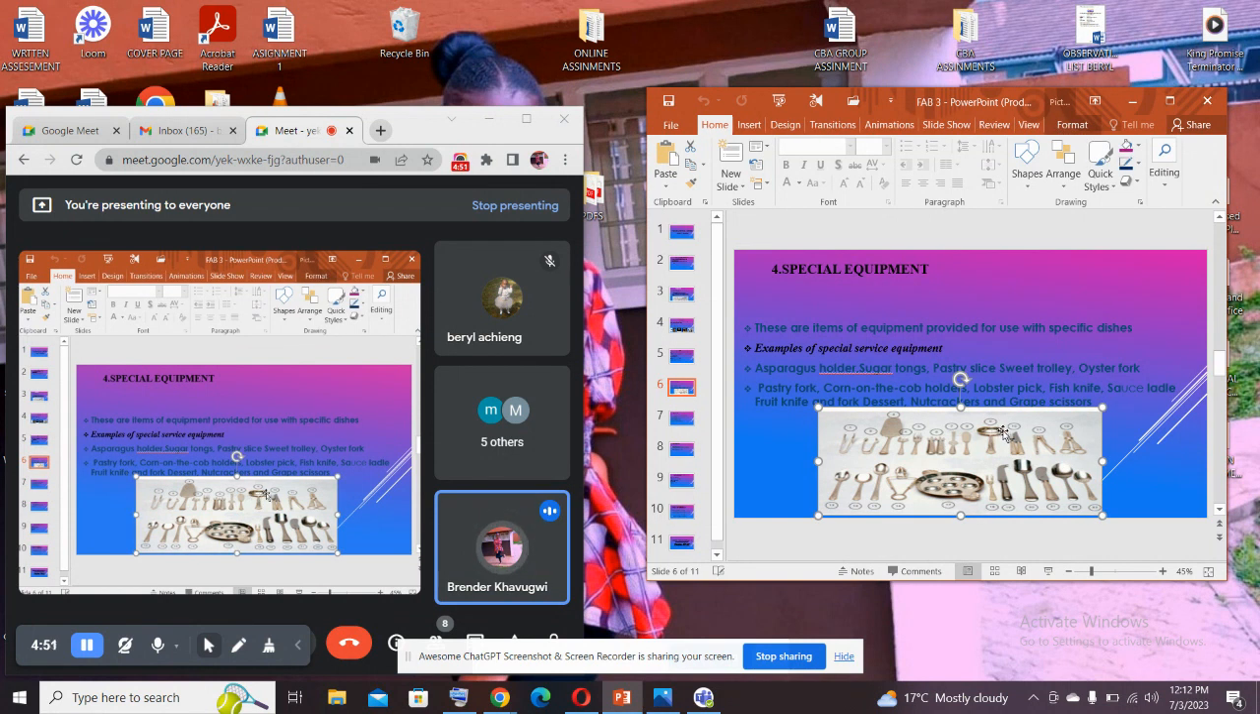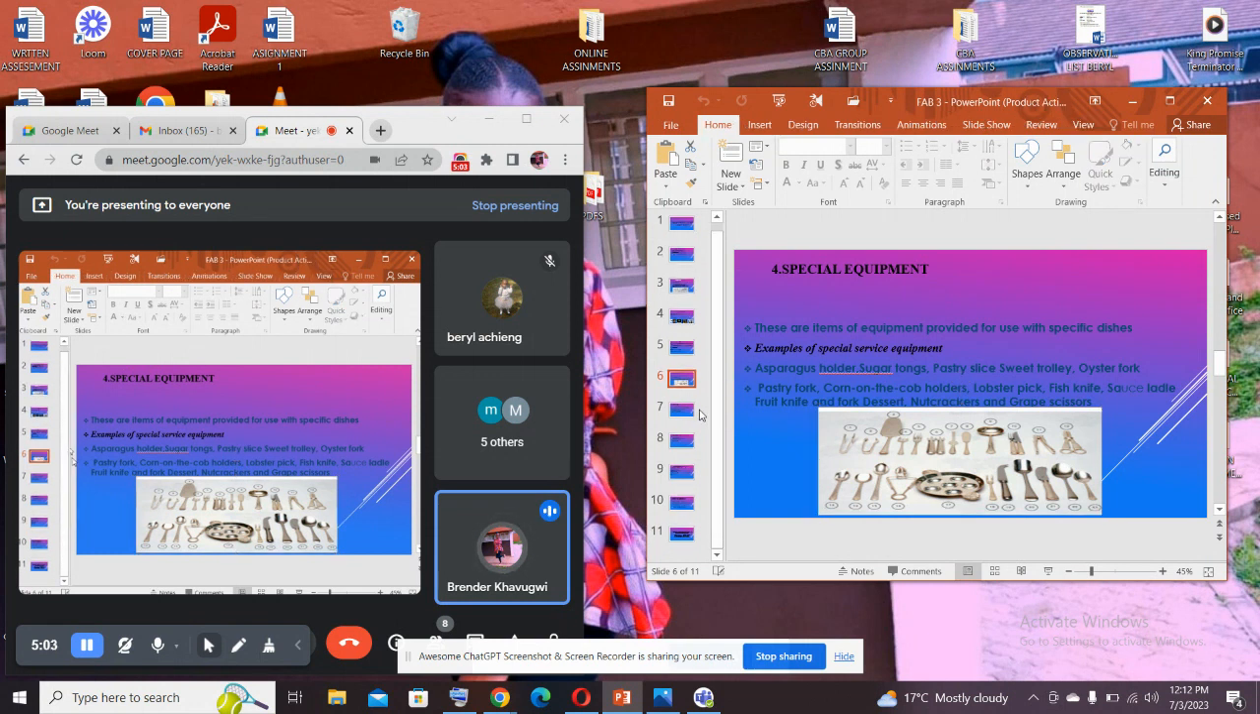Then number six is the fish knife. Number seven is the sauce ladle. Number eight is the fruit knife. And number 10 is the dessert fork. So let's continue with another service equipment.